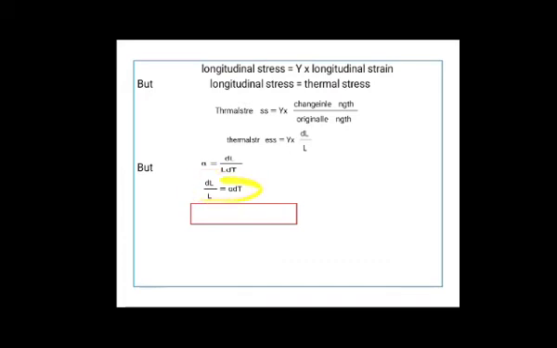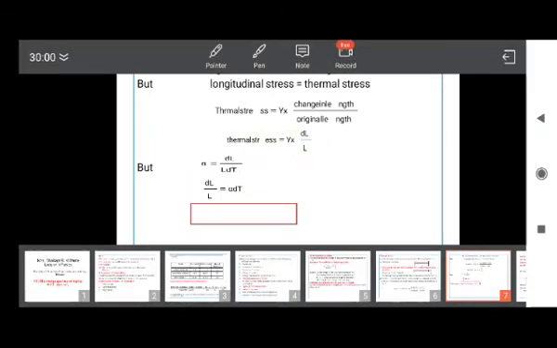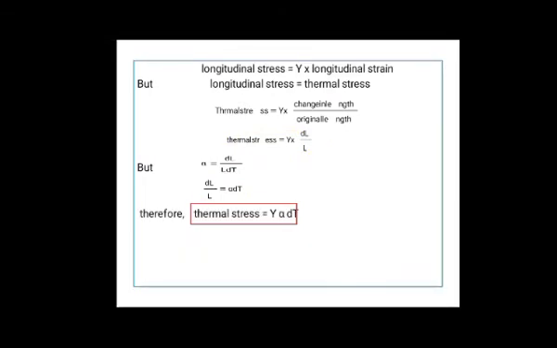This value you have to substitute in this expression. So thermal stress is equal to Y, Young's modulus, into, instead of dl by L, you can take alpha into dt. So you will get Y alpha dt. This is the expression for thermal stress. Y is Young's modulus, alpha is the coefficient of linear expansion, dt is the change in temperature or increase in temperature.